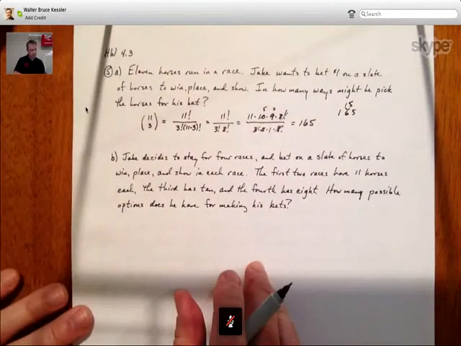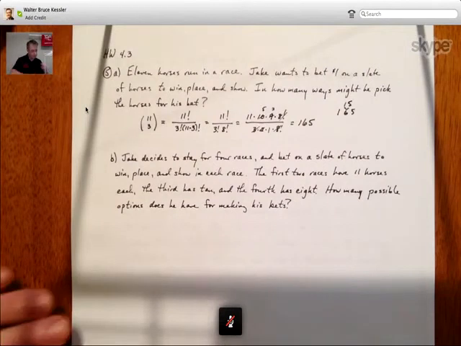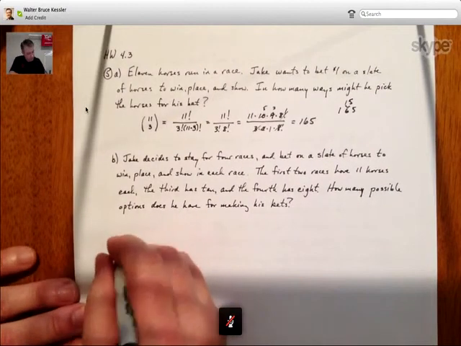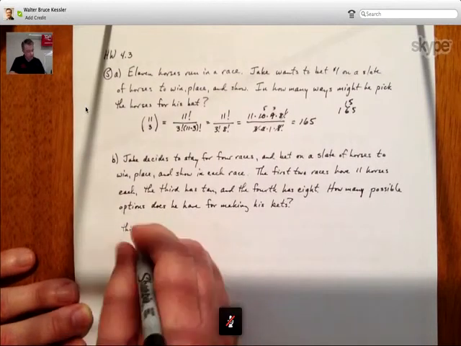Okay. Part B says Jake decides to stay for 4 races and bet on a slate of horses to win, place, and show in each race. First 2 races have 11 horses each, so that would be a repeat of the first problem. The third has 10, and the fourth has 8. How many possible options does he have for making his bets? Well, we've got a first race, a second race, a third race, a fourth race. So once we have the numbers for each race, we can just multiply to get the total number of options. So let's take a look at the first and second race. We've already got the number on that.